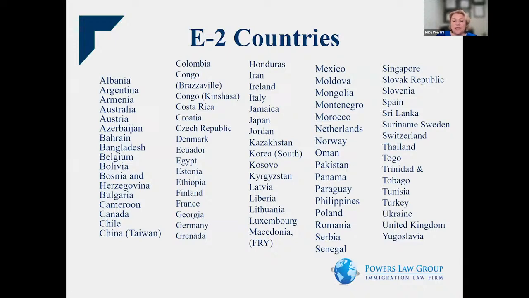But what you can see are a lot of countries, but there's some countries that are missing. For example, there's Mexico, but there's no Venezuela. There's Pakistan, but there's no India. We do see a lot of clients coming in from Mexico, for example, and a lot of these other countries. Now, depending on which country you're a citizen of, you also have different reciprocity of how long they'll continue the validity of the E2.